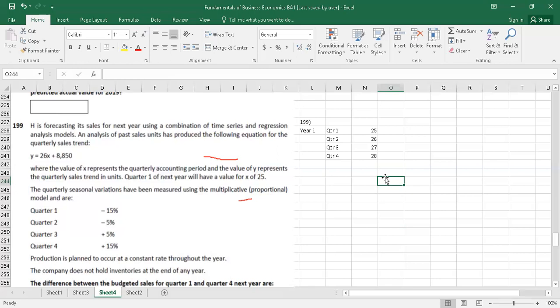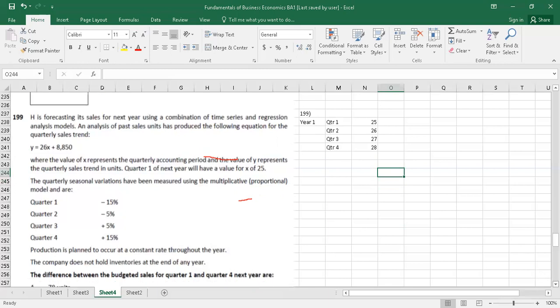So now, that is one part of it. Then apart from that, the quarterly seasonal variations have been measured using the multiplicative model, proportional model. So we also have to adjust the trend. Wherever it is decreasing, the seasonal variation will be 100 minus 15% or 100 minus 5%, then plus 5%, plus 15%. So those adjustments also have to be made for each of the quarters, the seasonal variations, whatever are taking place.